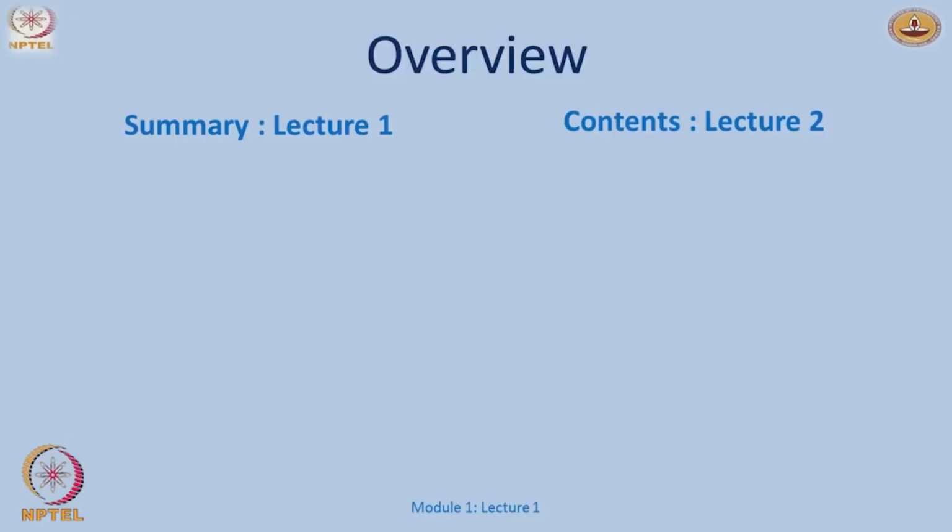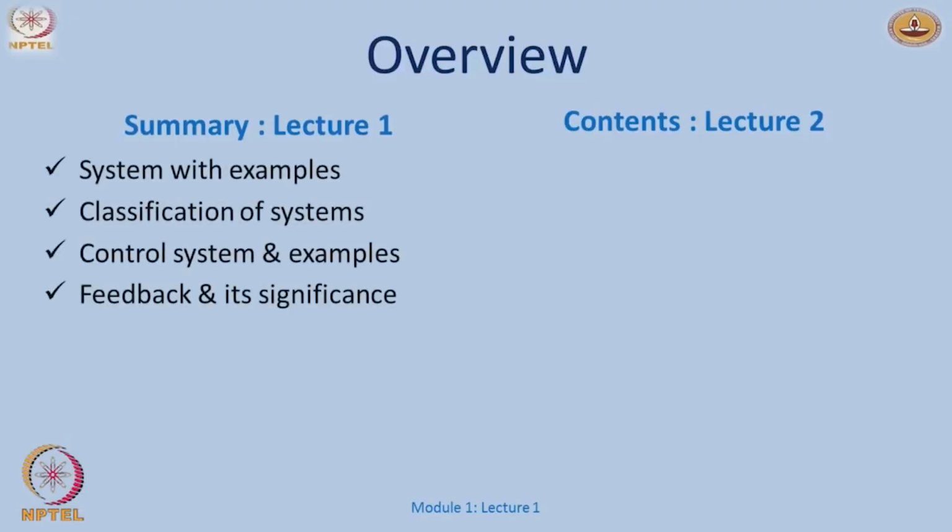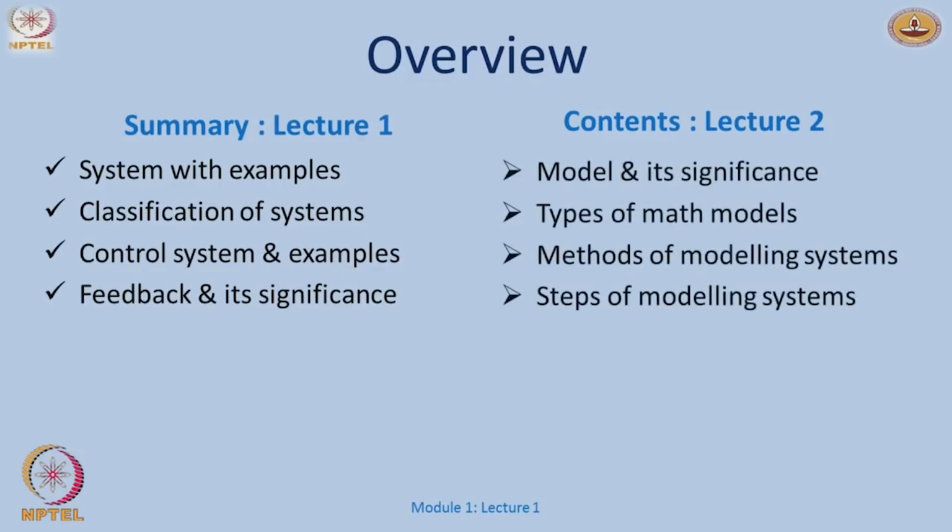Okay. So, what have we done so far? We have looked at classification of systems which would be important from the control point of view. We have looked at a very basic notion of feedback and its significance. So, what will we do in the coming lecture? We will look at how to build models and the significance of models, types of mathematical models, and what are the steps involved in modeling of systems. So, we will do that in the second lecture.